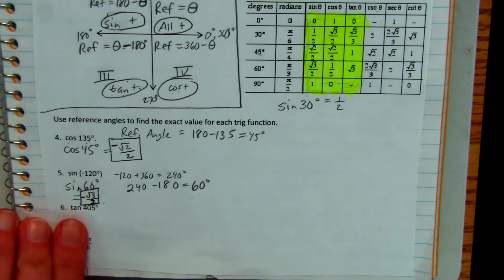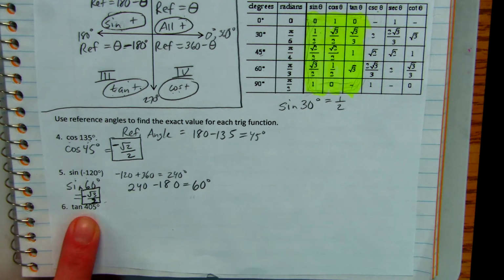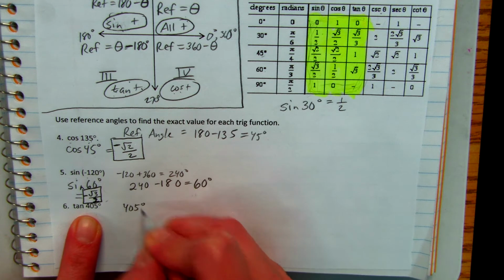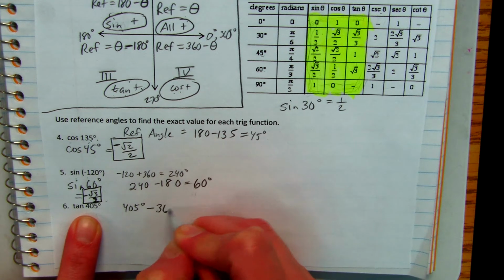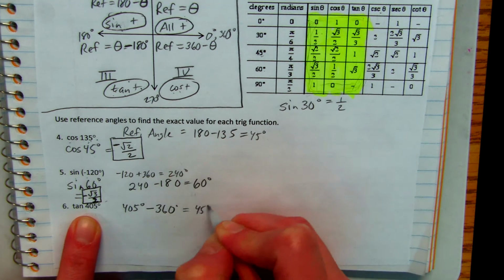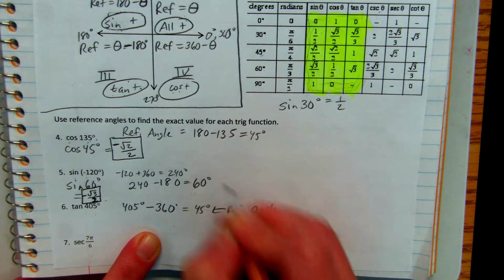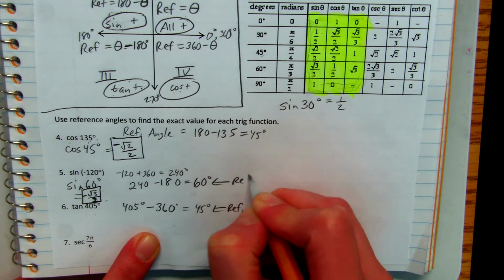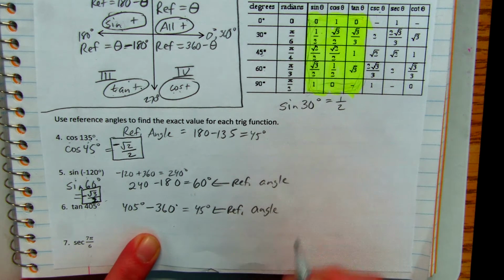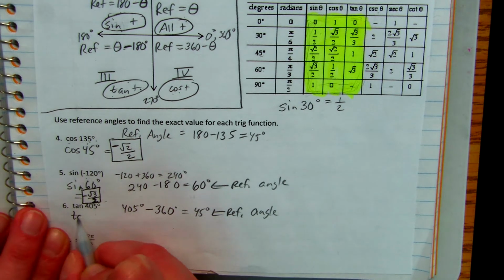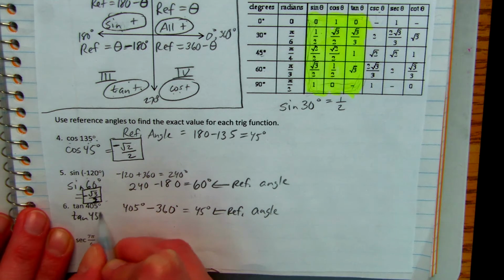Okay, so we've got tangent 405. So what do I do with the 405 to get the reference angle? Minus 360. Minus 360, and we end up with 45 degrees. That is my reference angle. I didn't mark that very well on the first part. And so we're going to switch from tangent 405 to tangent 45.